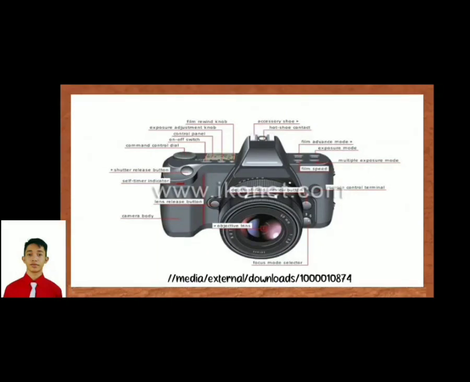Number 8. Multiple exposure mode. Allows multiple exposures to be made in a single frame of film. Number 9. Film speed. Sets the sensitivity of the film. The number 10. Shutter release button. Press to take a photograph by opening and closing the camera shutter.